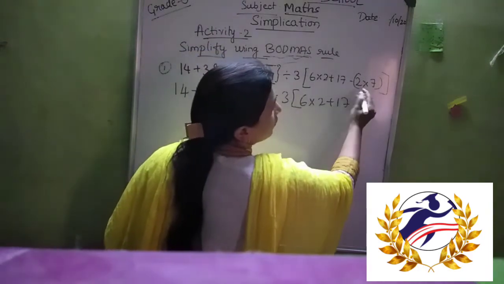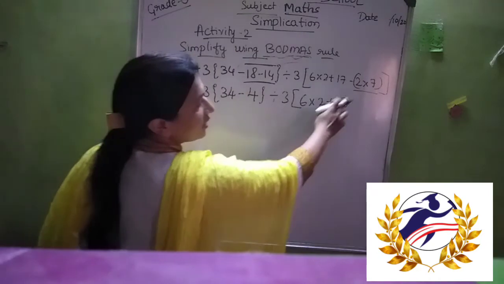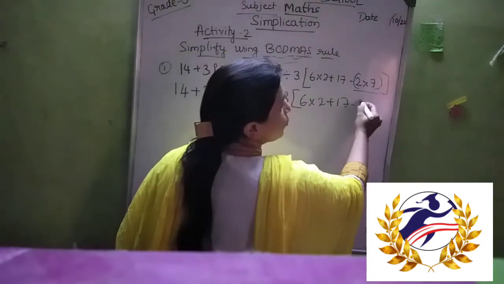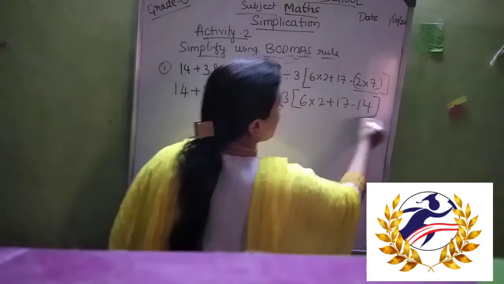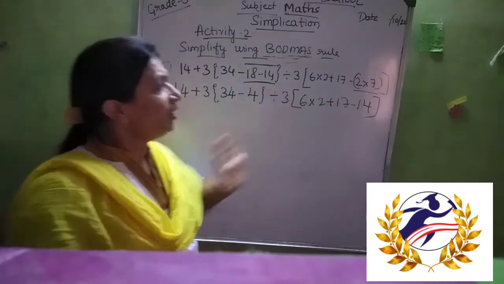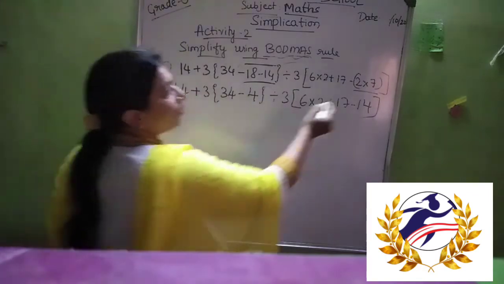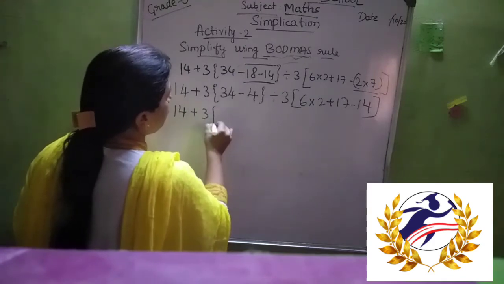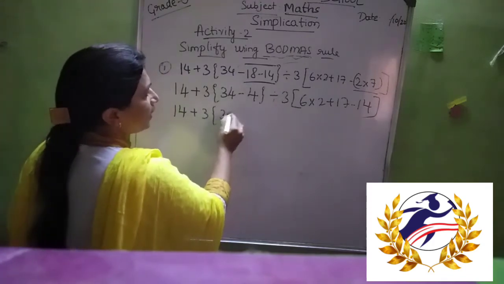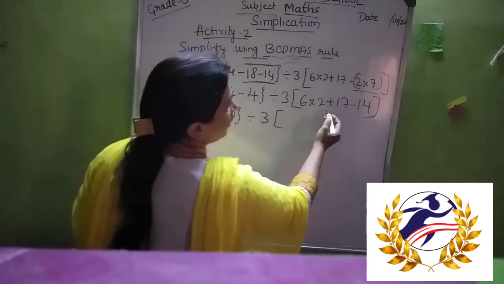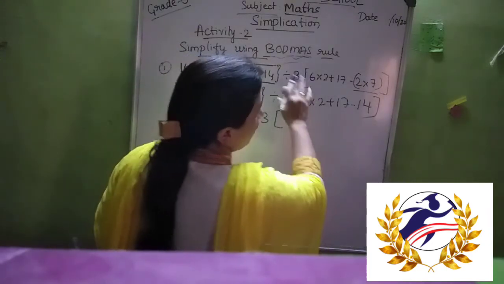So this remaining I will write as it is, and whatever is inside the small bracket, that we will solve first. 7 2s are 14. Okay, so I have solved the numbers which are inside the bigger bracket. Then again 14, 3 into 34 minus 4 is 30, divided by 3. So then here inside the bracket I will apply the BODMAS rule.